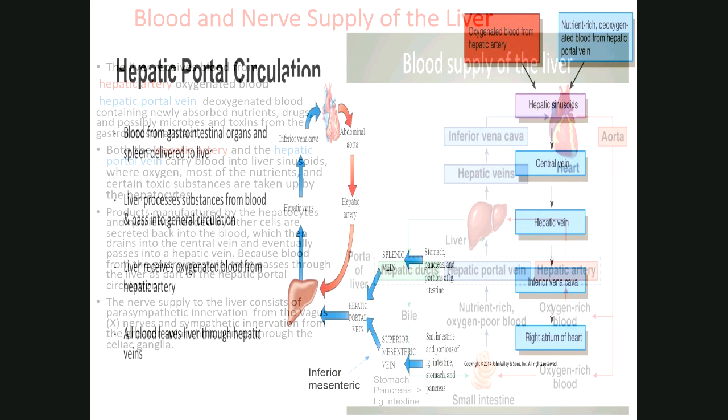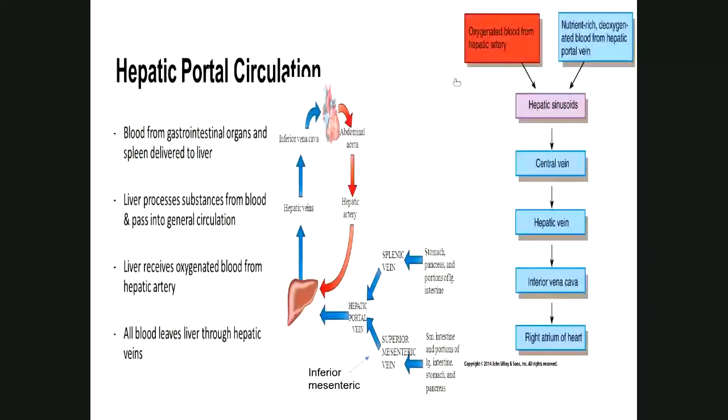So let's look at this again. The oxygenated blood from the hepatic artery and the nutrient-rich blood, but deoxygenated, coming into that hepatic portal vein, goes through the hepatic sinusoids, where this blood is going to be cleansed, filtered. It's going to remove any kind of toxins. And that blood is going to enter into the central vein, into the hepatic vein, into the inferior vena cava, back into the right atrium of the heart, into the circulatory system.